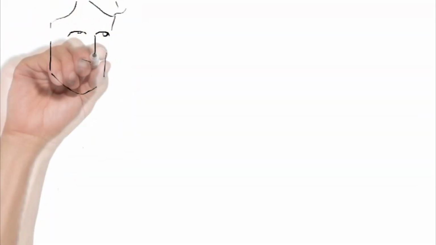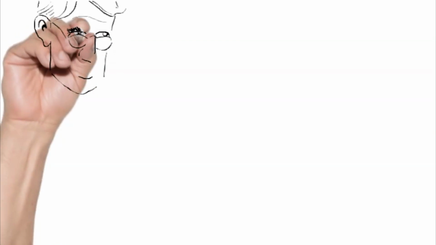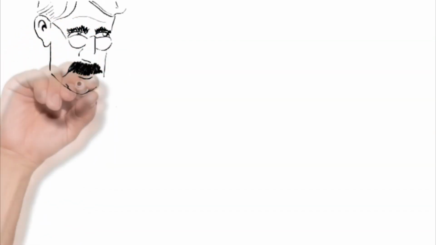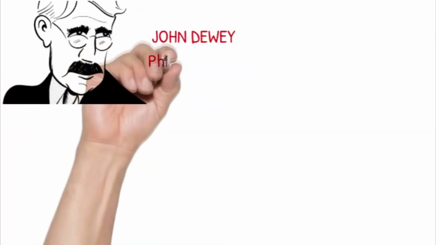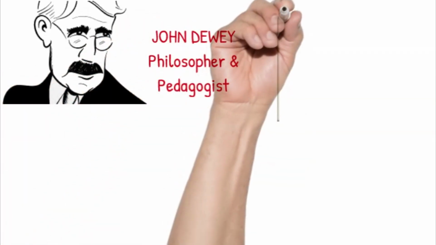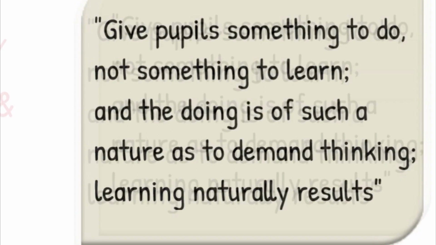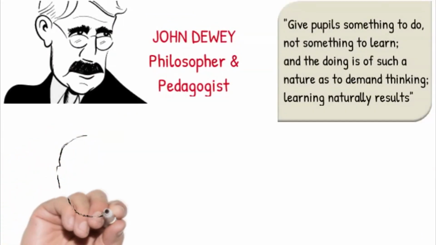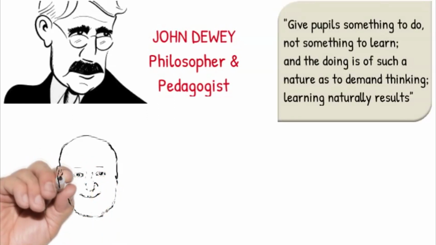Early 20th century American philosopher and pedagogist, John Dewey, started through research something called New Education, and it was based on discovery and thinking. He thought that learning occurred by reflective thinking, students' interests and context. Dewey quoted, "Give pupils something to do, not something to learn. And the doing is of such a nature as to demand thinking. Learning naturally results."